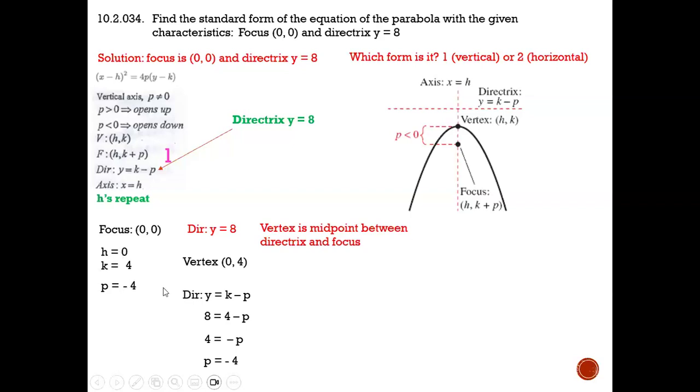Now I can take all this information and write the equation for my parabola. It's this form: x minus h squared equals 4p times y minus k. Plug in my h, my k, 0, 4. The p that I found was negative 4. Plug everything in and simplify. So x minus 0, I don't need to write minus 0 because anything minus 0 is just that x. So this simplifies to x squared on the left. 4 times negative 4 is negative 16. And y minus 4 will stay y minus 4. So that is the equation here. A negative p means it will be looking like this, a parabola going down.